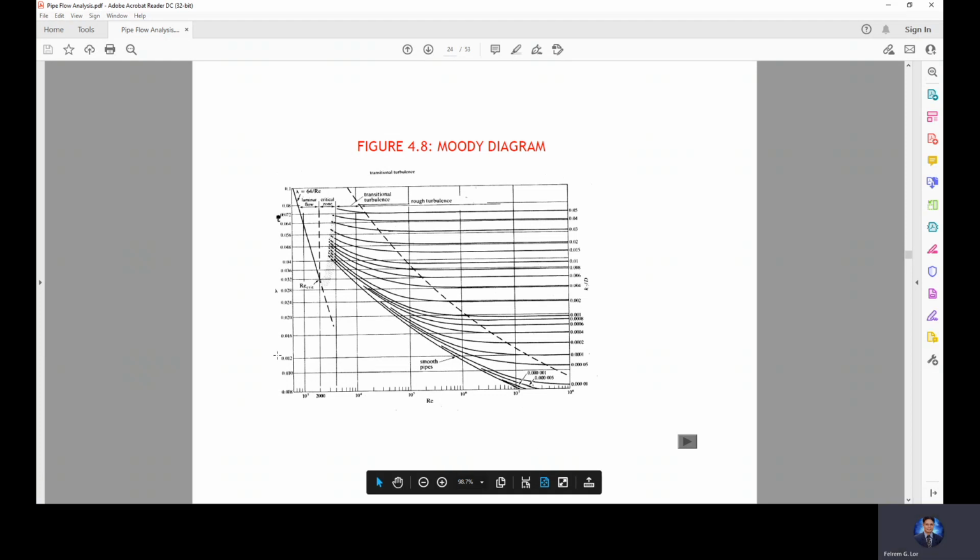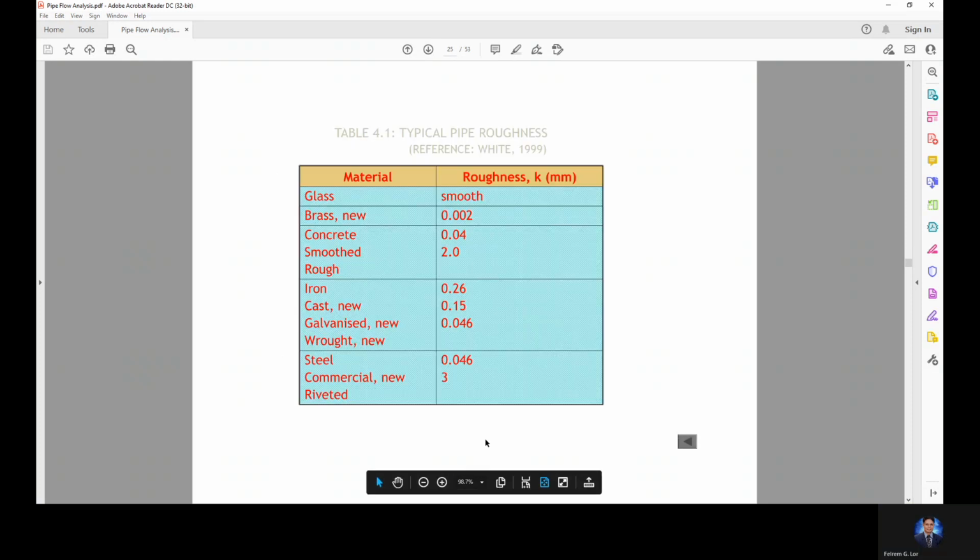Okay? In other books, instead of lambda, it is F. This is the value of K, the roughness coefficient. So it depends, as I've said, on the smoothness or the roughness of our pipe material.